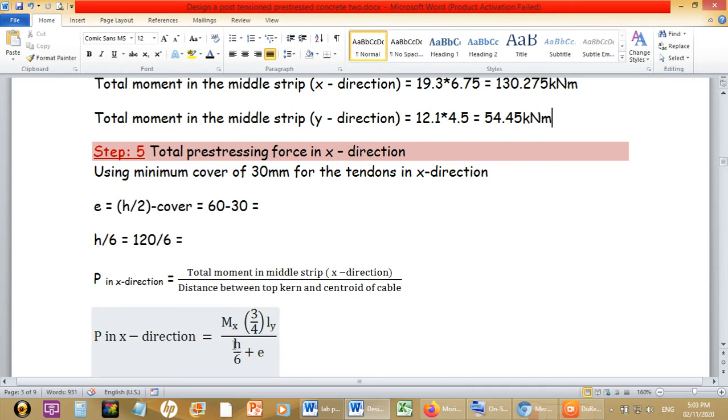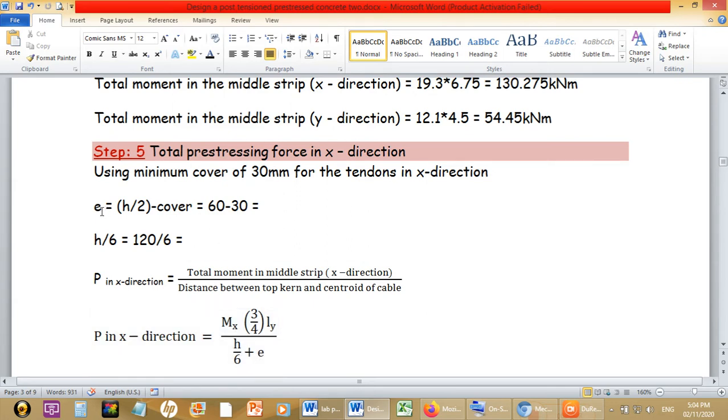The derivation we already derived in the previous lectures, on the Google Meet, where we derived the expression h by 6. How does that h by 6 come for a rectangular section? h by 6 is nothing but the kern zone distance, and e is the eccentricity.